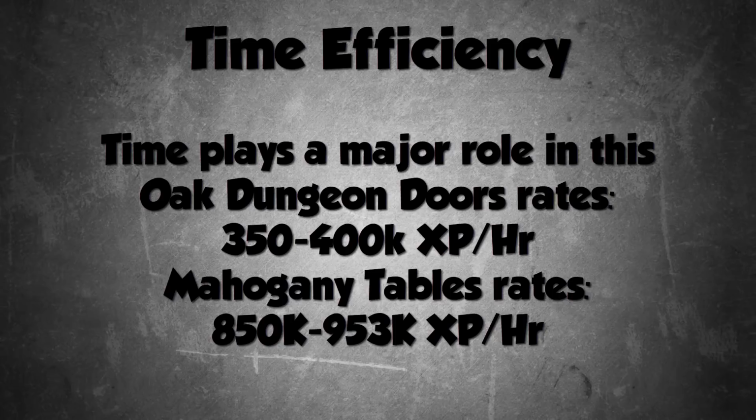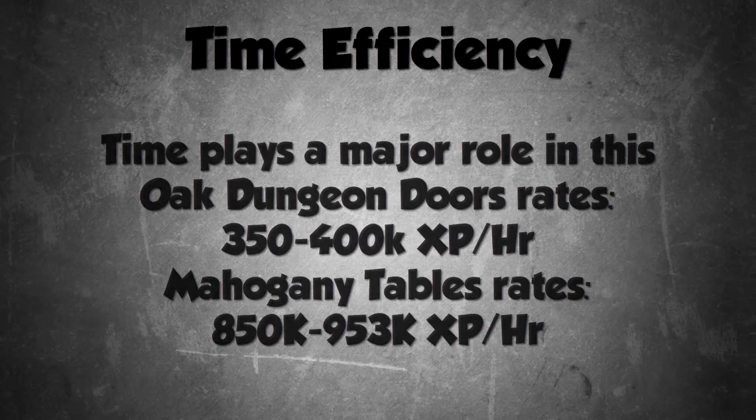Now, the 953k is assuming you're doing perfect ticks and you're not missing anything, you're absolutely ridiculous, but a more realistic rate, kind of an average rate, would be about 920k. For the purposes of this video, we will be using both of the lower ends, so we'll be using 350k for Oak Dungeon Doors and 850k experience per hour for the mahogany tables.